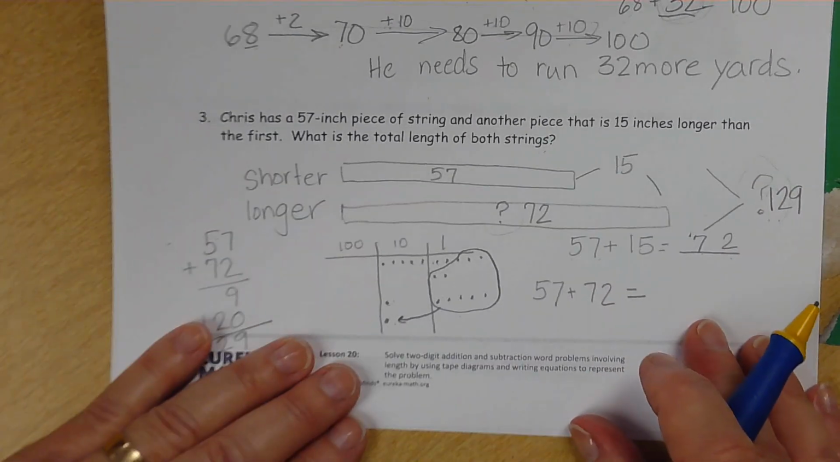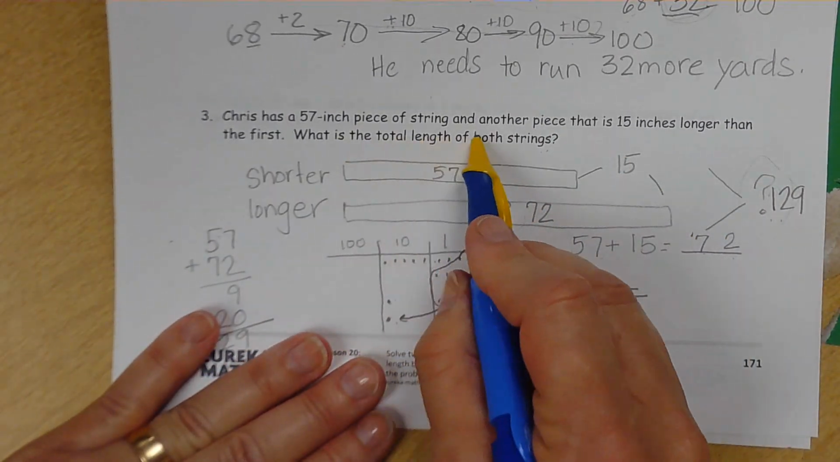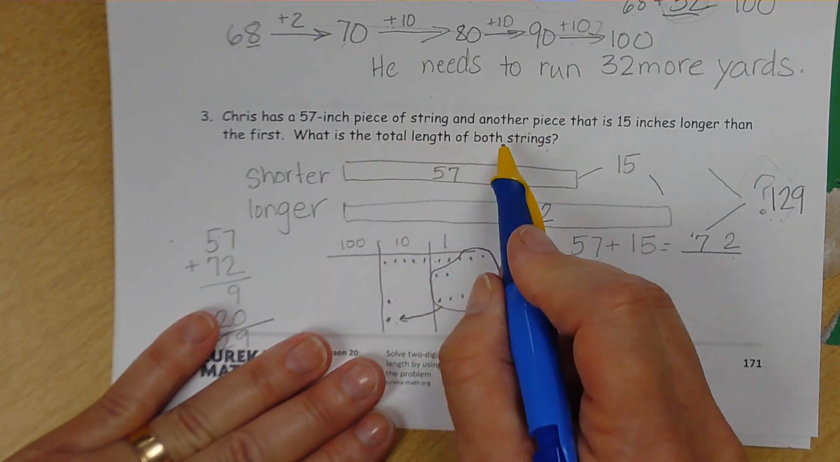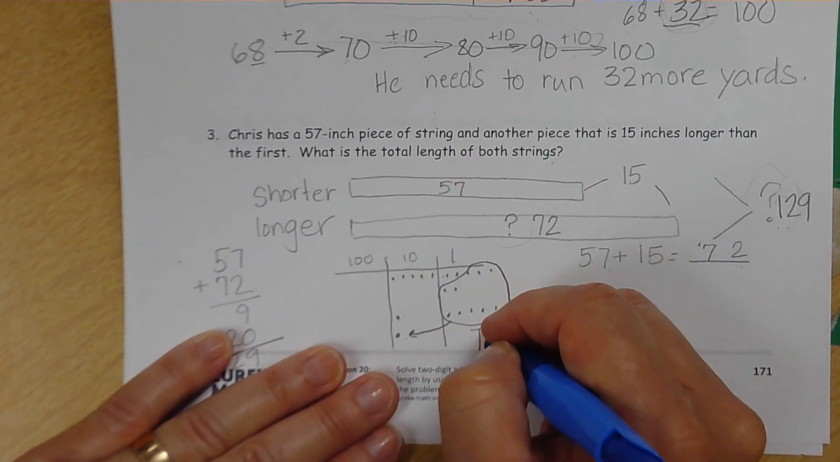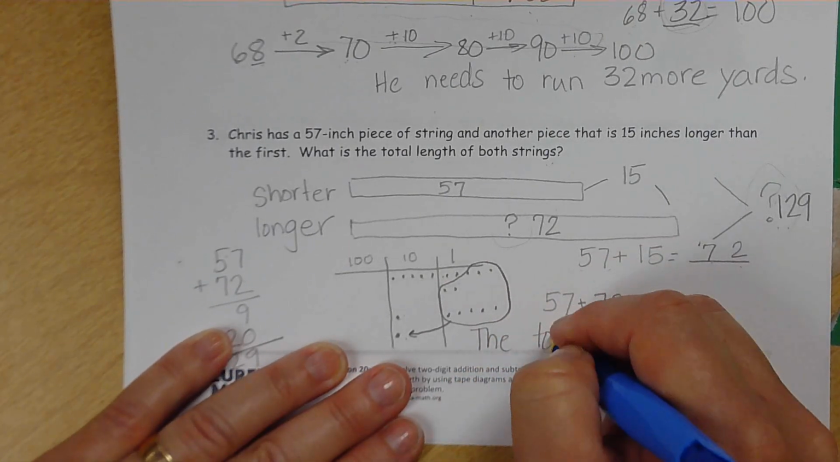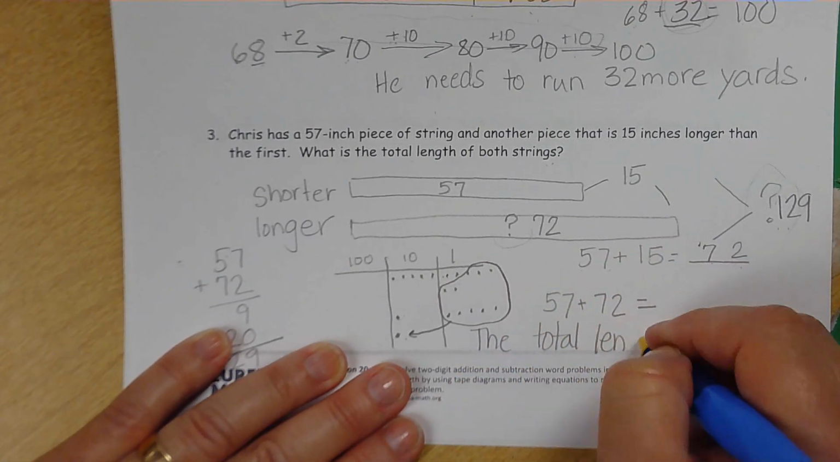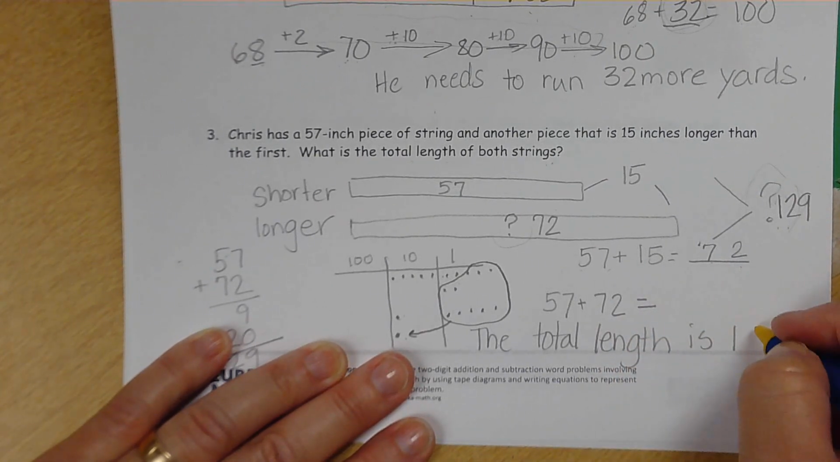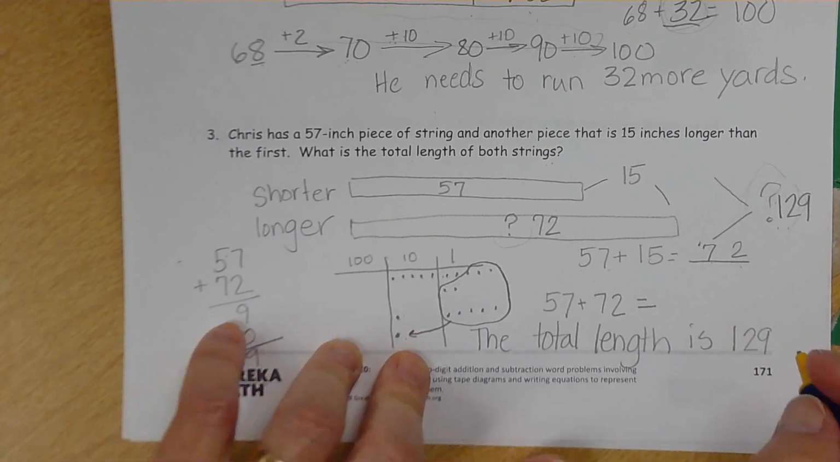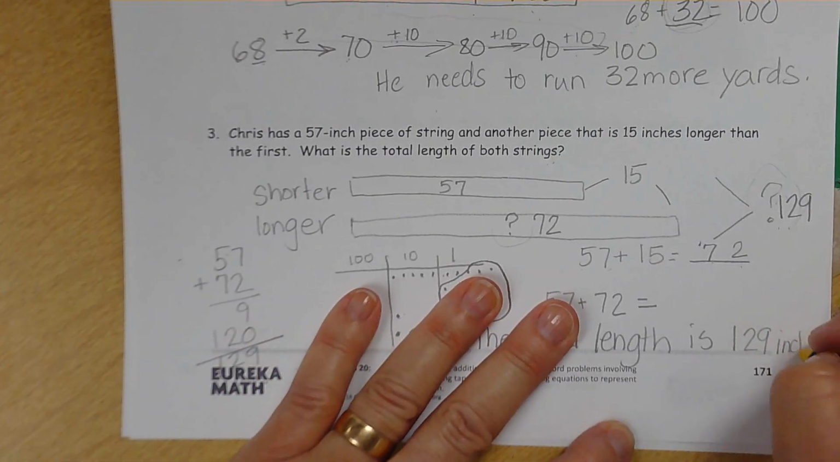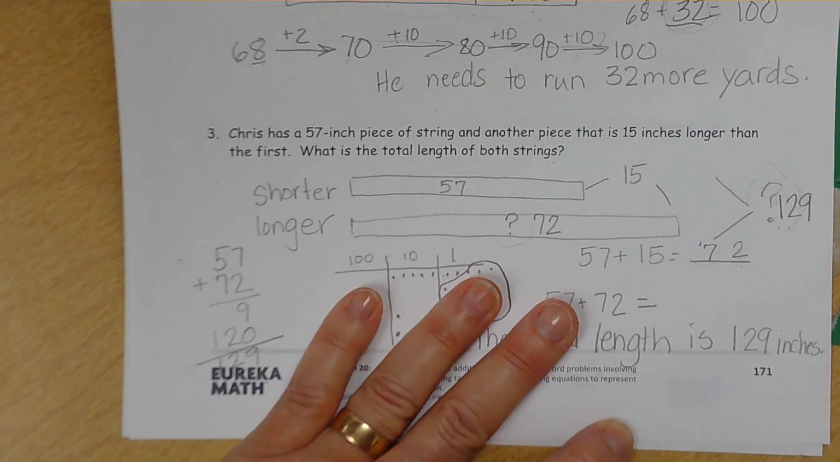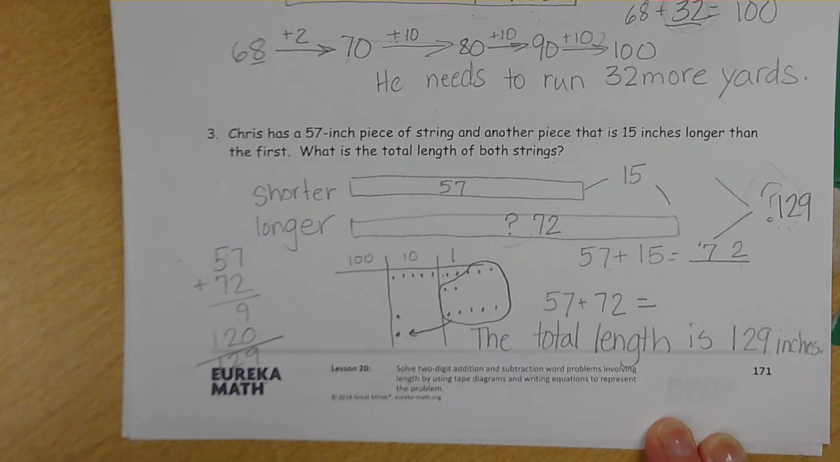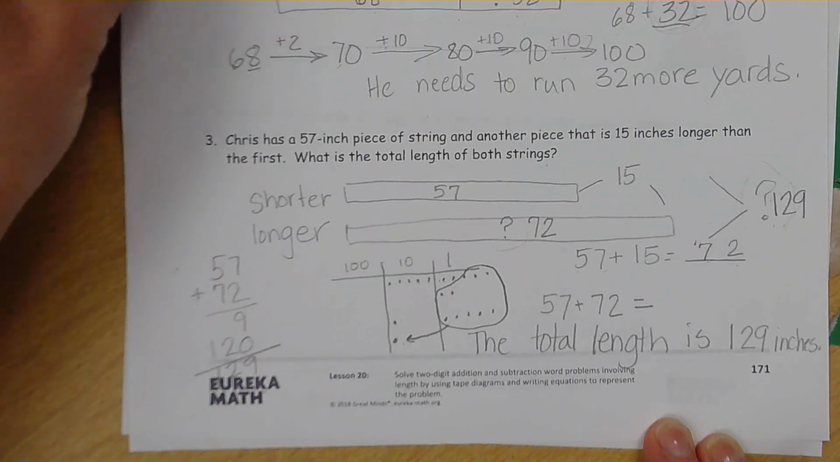So all I have to do now is write my statement. And again, I'm going to use the words in their question, What is the total length of both strings? The total length is 129, and we are talking about inches here. Ooh, I almost ran out of room. The total length is 129 inches. That was a lot of work on one question. I'm going to turn the page.